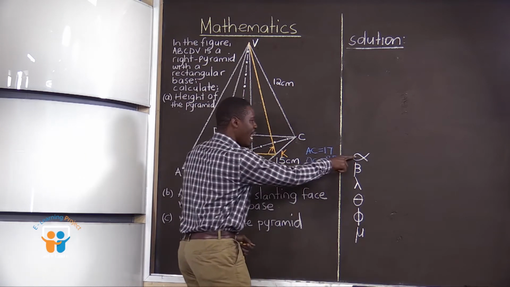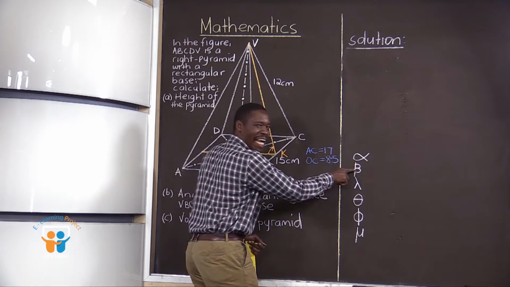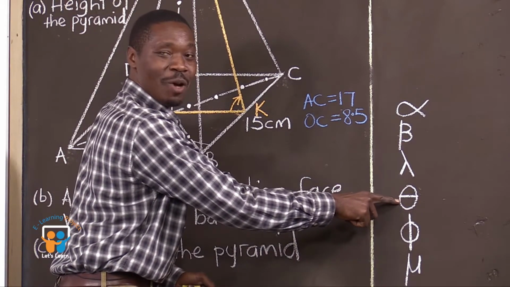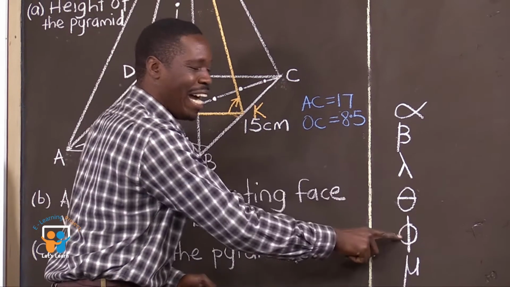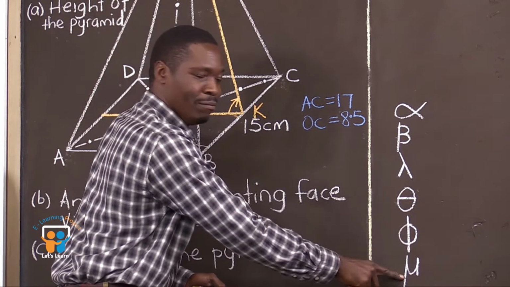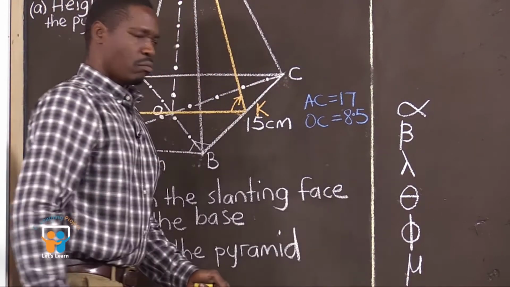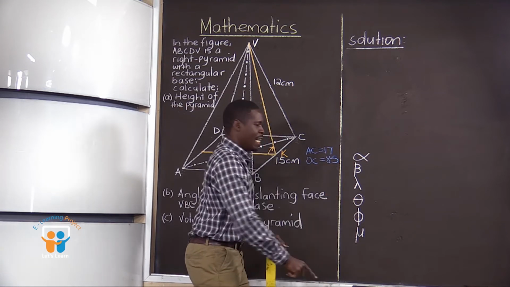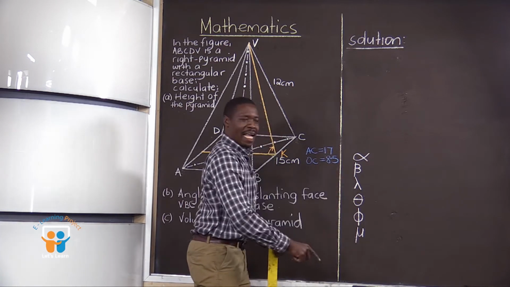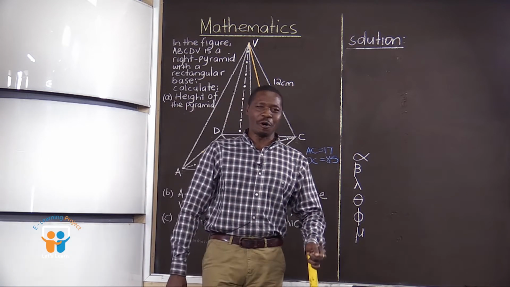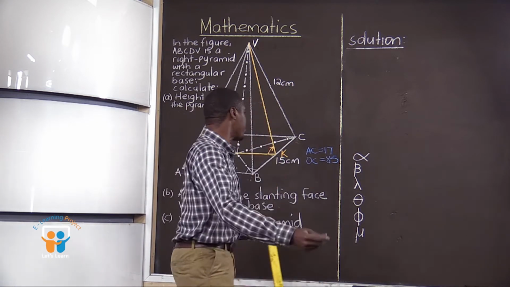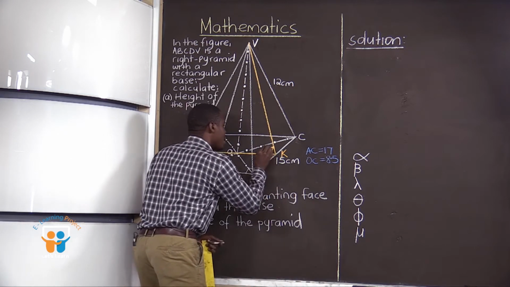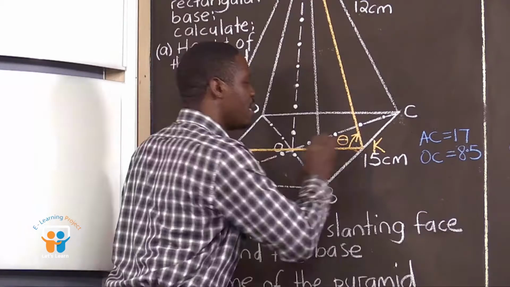The whole class: alpha, beta, lambda, then this one, theta. Good. Phi. Mu. Mu, phi, theta, lambda, beta, alpha. Of course, we are not going to use all of them. We only need just one. We can choose any. Most of you are used to theta. It's okay. We can use theta. We can say this is our angle theta.